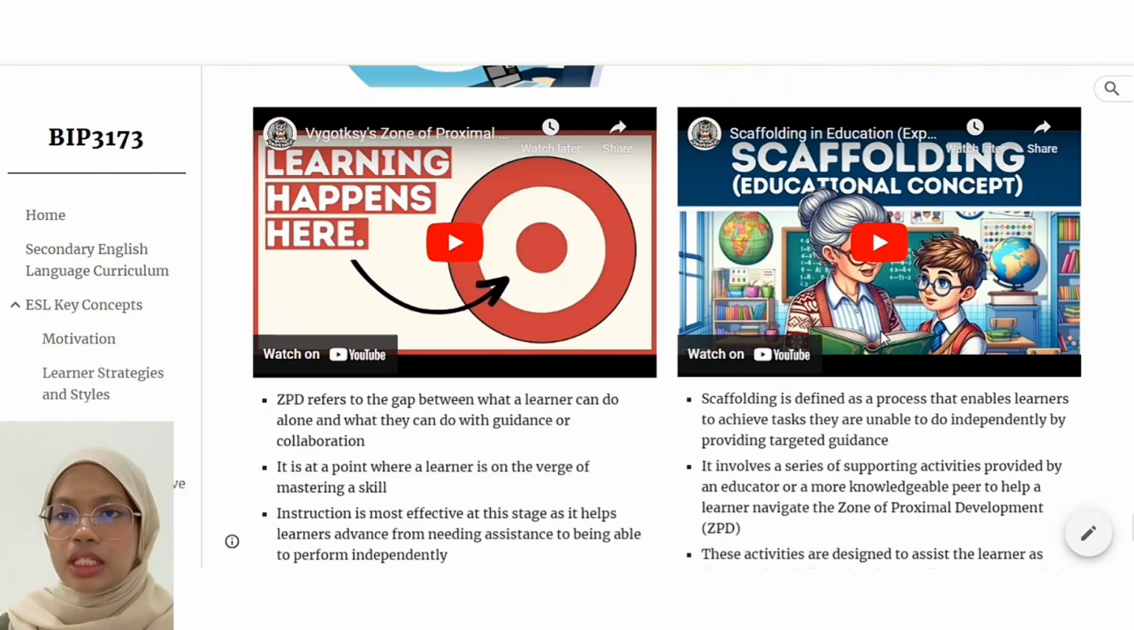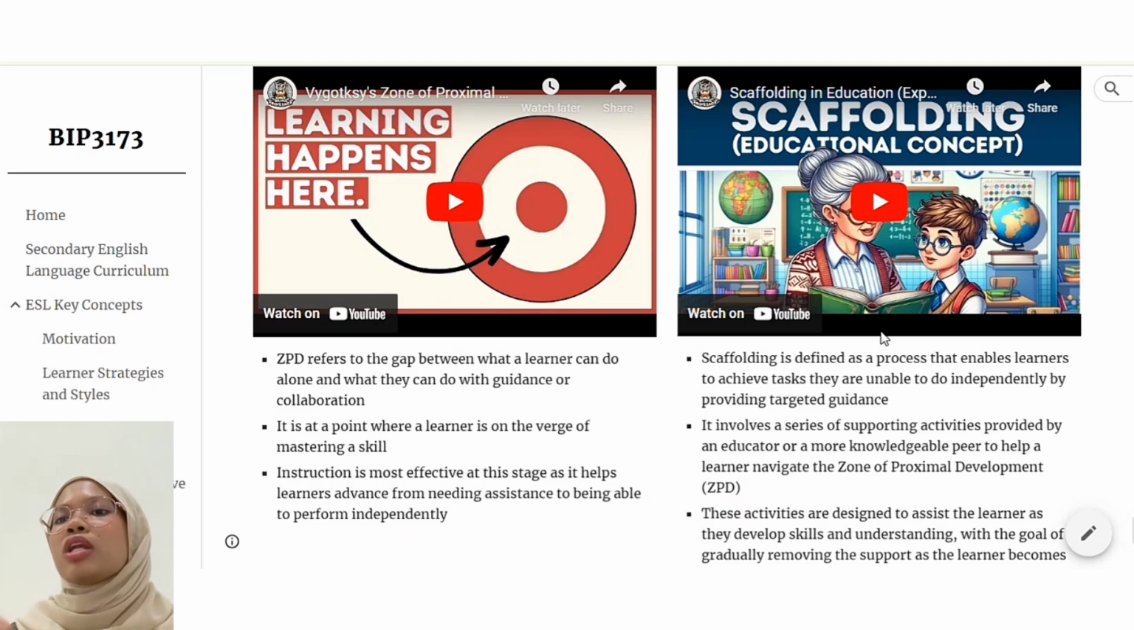ZPD refers to the gap between what learners can do alone and what they can do with guidance or collaboration. It is usually the point where the learner is on the verge of mastering a skill, or in this case, mastering a language, and instruction is most effective at this stage as it helps learners advance from needing assistance to being able to perform independently.